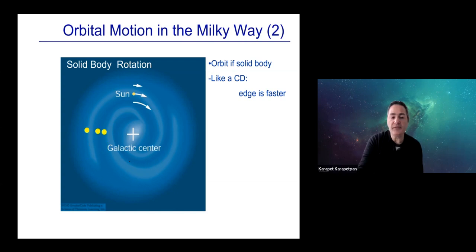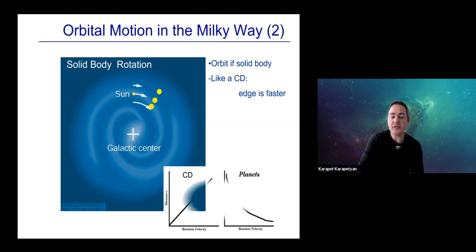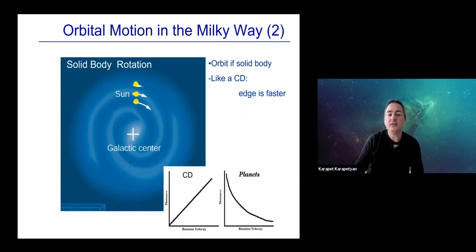But that's not necessarily what we observe. What we observe is that some stars or clusters of stars are moving at about the same speed, or even sometimes faster, than the stars that are closer. That is definitely not what our planets do relative to our solar system.